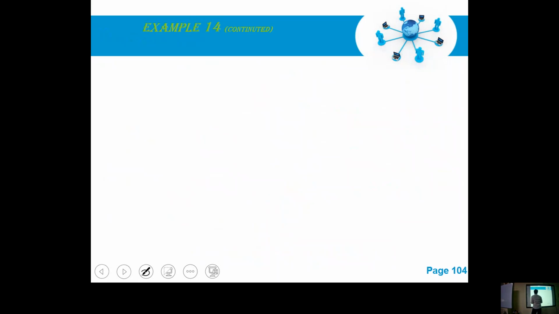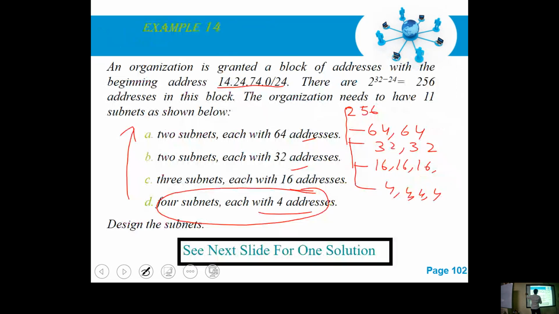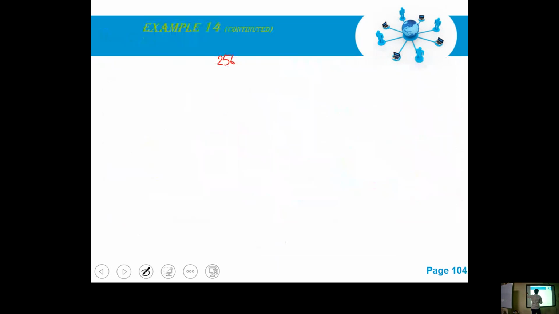Now, whatever may be the case, let us consider this plain one. What we will do is, I have 256 addresses. Let me also write the starting one: 14.24.24.0 by 24.